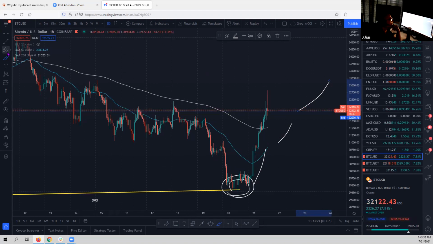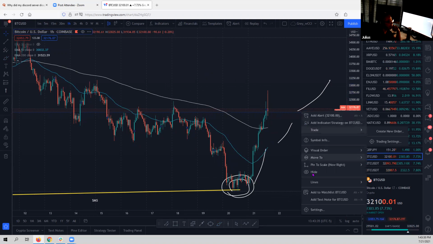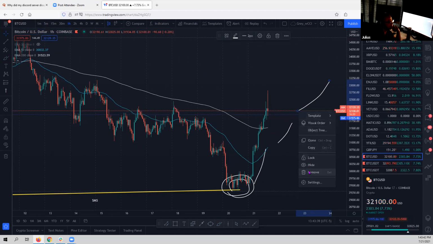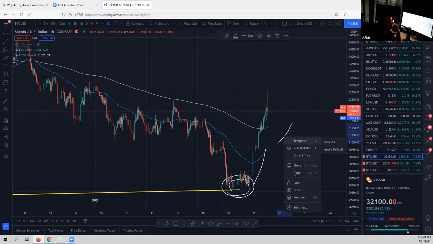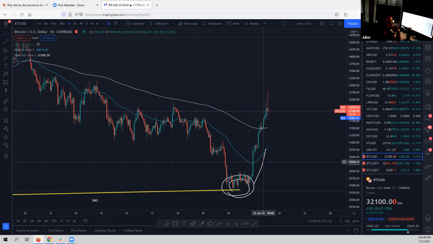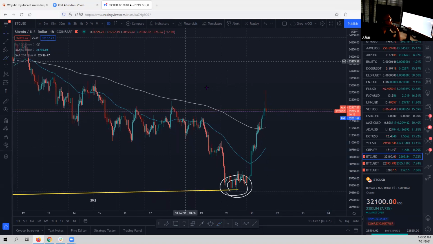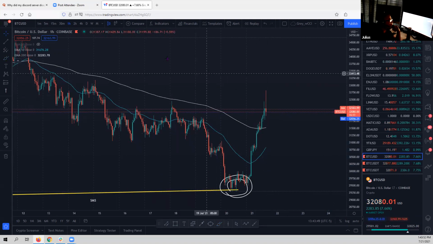How do I erase these? Hold on a moment. I'm creating things, I'm just trying to figure out how to erase. Okay. So again, what it's going to tell us is where we are within the market maker's cycle.